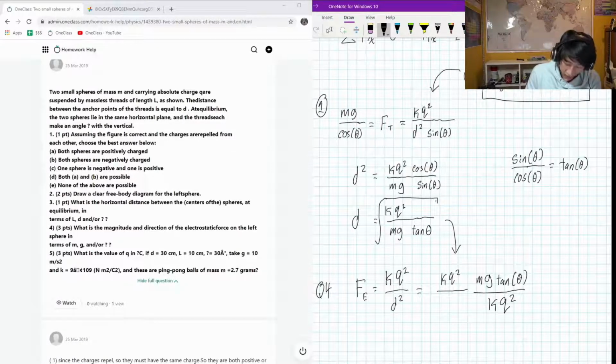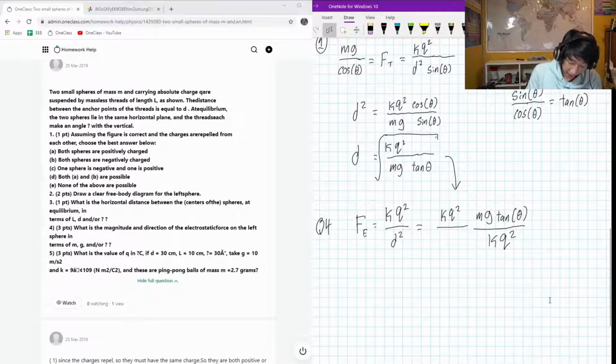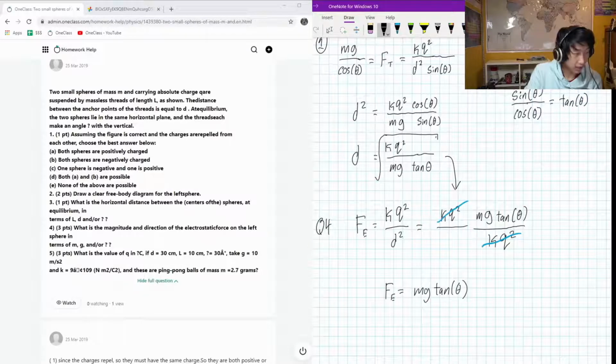Now as you can probably see, we have KQ squared on the top and the bottom here. So we know that Fe, because those will get cancelled out like that, will just be mg tan theta. Nice and easy. Okay, so that will be our question 4. This is a nice expression for the electric force.